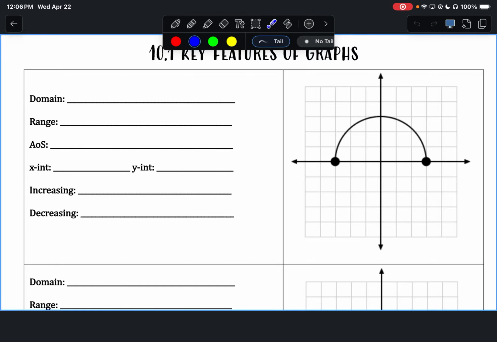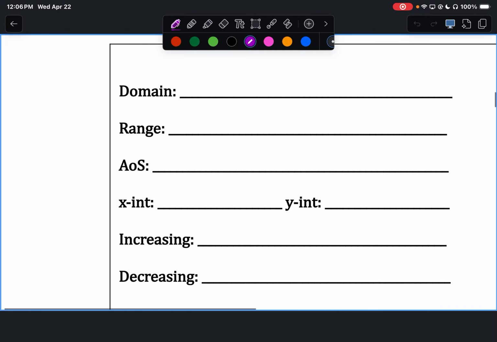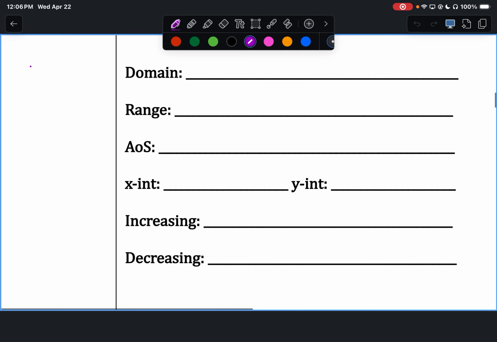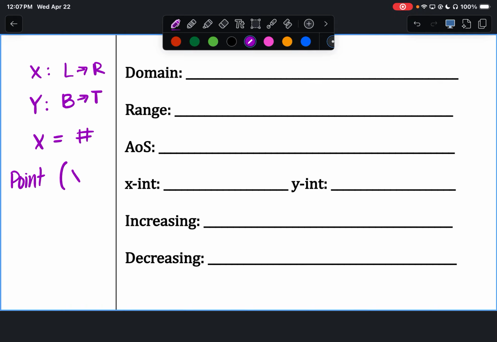That we need, okay? So first, for domain, remember we look at our x values from left to right. For our range, we look at our y values, and we go from bottom to top. Axis of symmetry. If it is symmetric, we write the equation as x equals whatever the number is that cuts it in half. Okay, for our x-intercepts and y-intercept, we answer with a point. And to do a point, you do the x-coordinate, comma, then the y-coordinate.